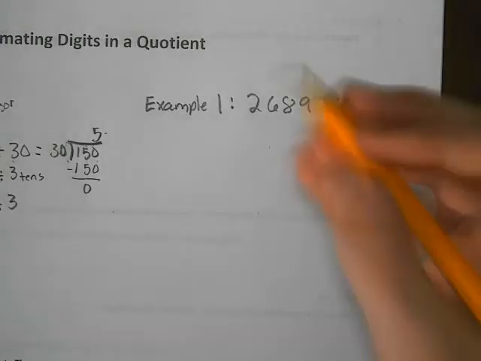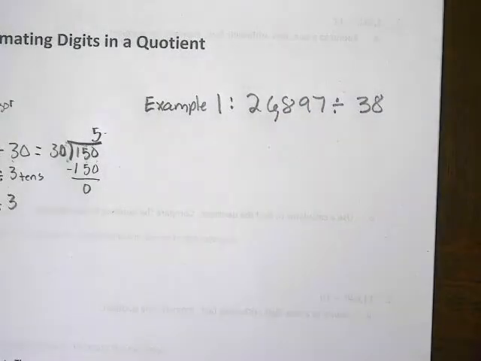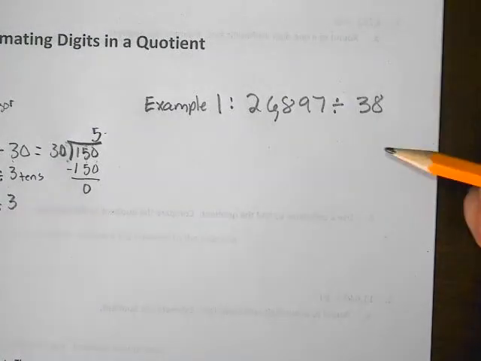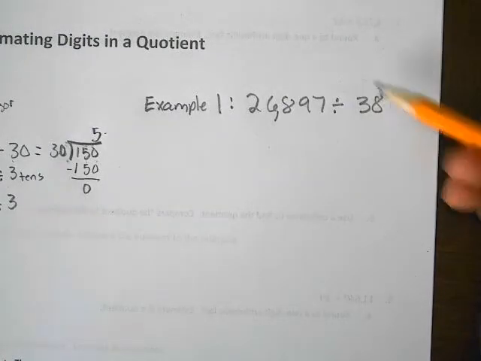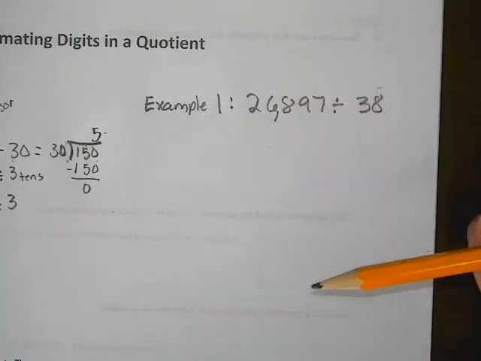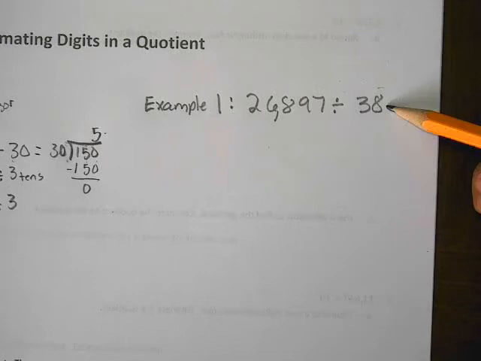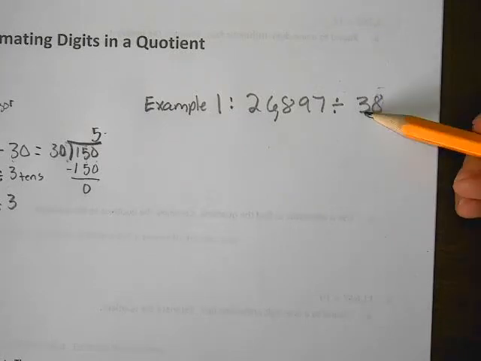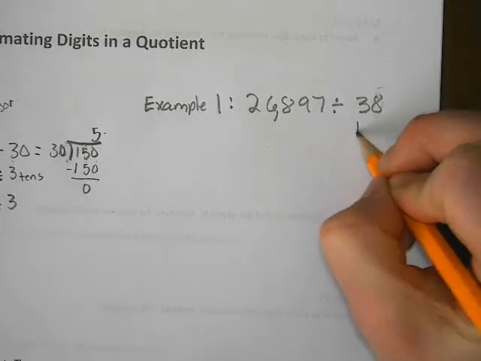So here's your first example. You're going to have to write it down. So we have 26,897 divided by 38. Now, I'm going to go ahead and start with my divisor because this is the one that I'm going to be dividing by. This will help me know what place value to round that to. So my 38, this is a 5 or more, so this can be rounded up to a 40.